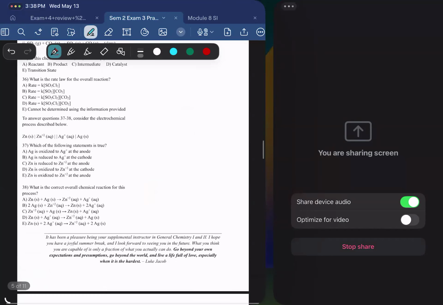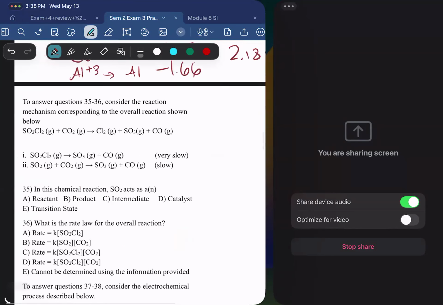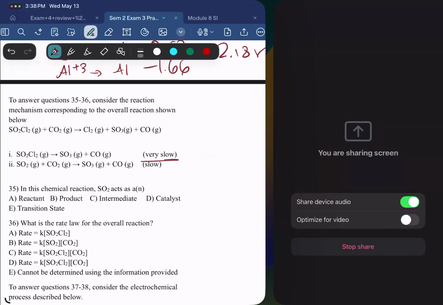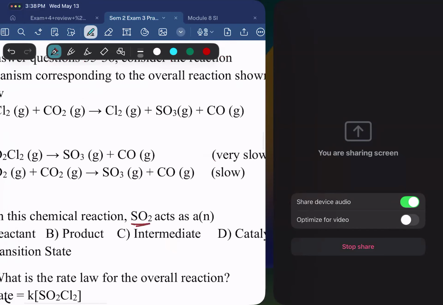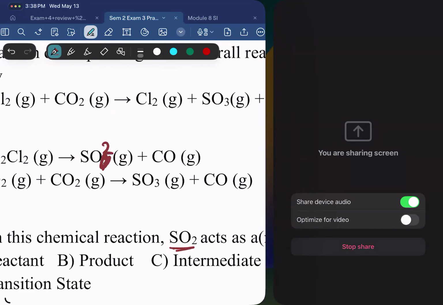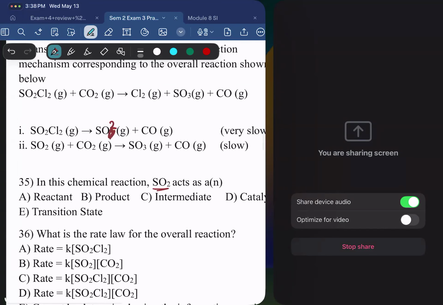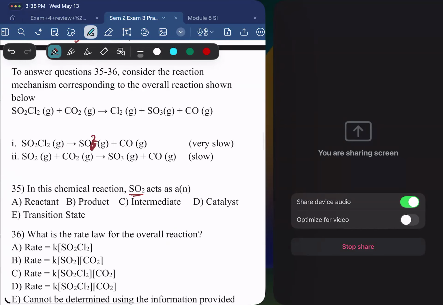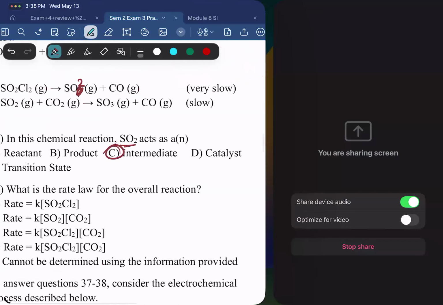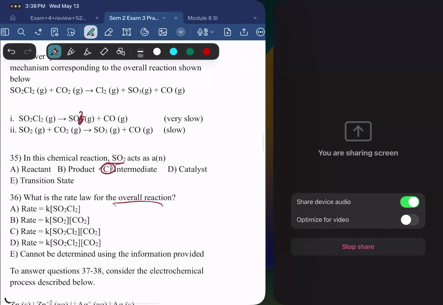So 35 to 36. Let's do this. We have a reaction mechanism, and they're asking what the SO2 means. I made a mistake in the first thing I sent out. If it's being produced and consumed later, it's going to be an intermediate. What is the rate law of the overall reaction? In this case, we have SO2Cl2, which is in the very slow step. So the answer choice would be A.